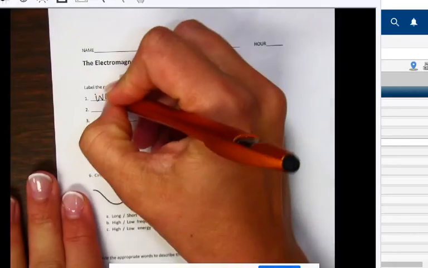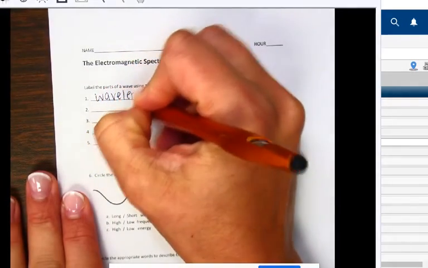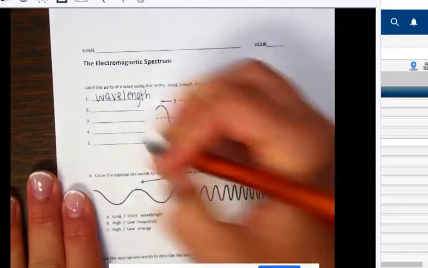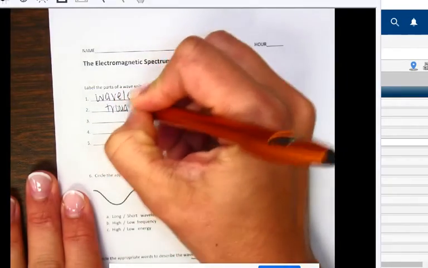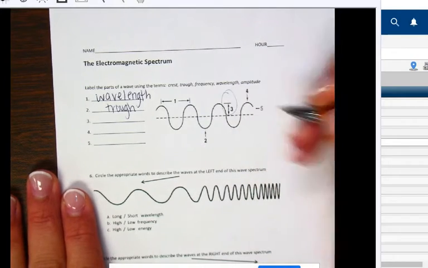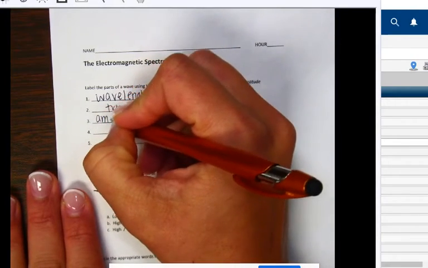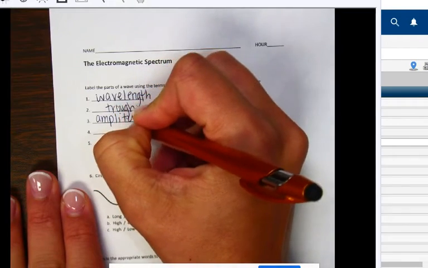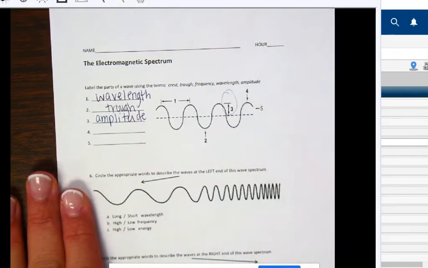Wavelength. Awesome. All right, number 2, what did you guys say? It was the trough. Good. Okay. Number 3 was the one that was different, right? It's not one that we put in our notes. It will not be quizzed over, but it is called your amplitude. That is the height of the wave.